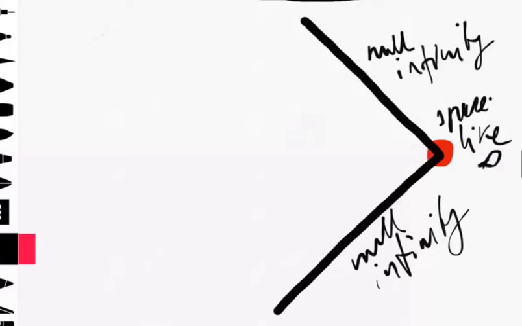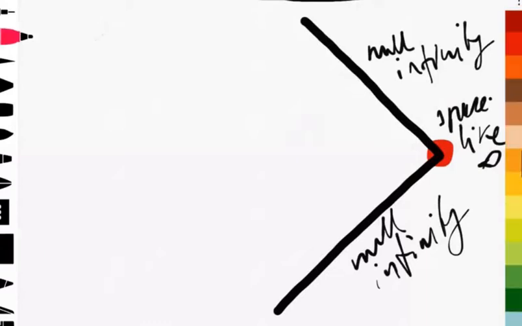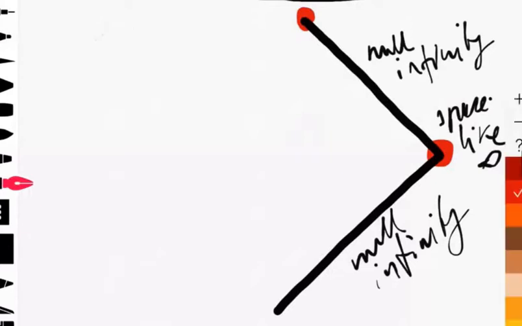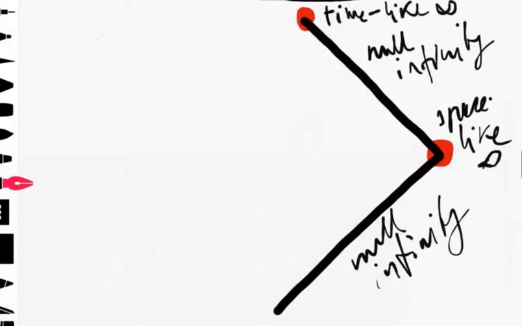Well, now there is another special point here in this diagram, which is this one, also in red. And that point is, as you can guess, time-like infinity. So, time-like infinity. Okay.